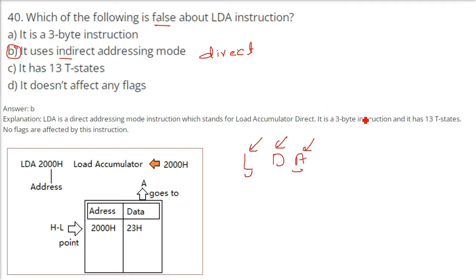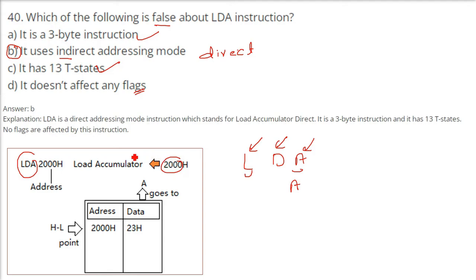And it is actually a 3-byte instruction. That is correct. It uses 13 T states. That is also correct. And it doesn't affect any flags. That is also true. So the only false option is that it uses indirect, because it actually uses the direct addressing mode.